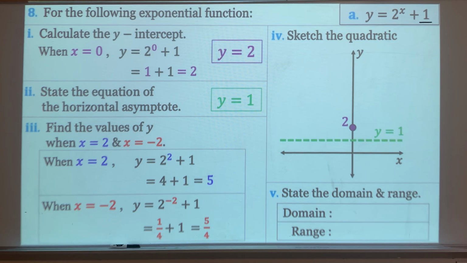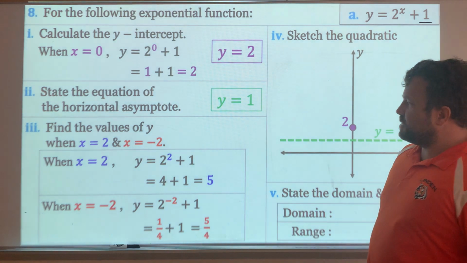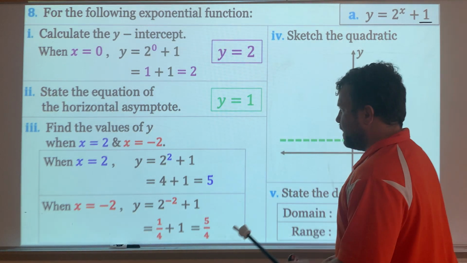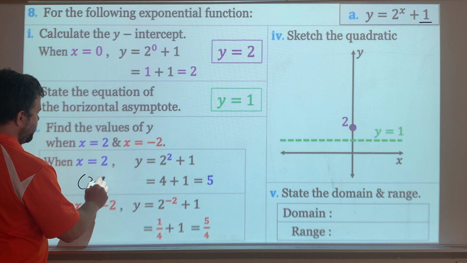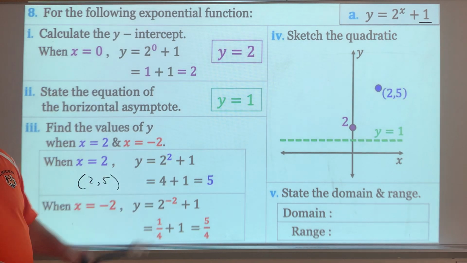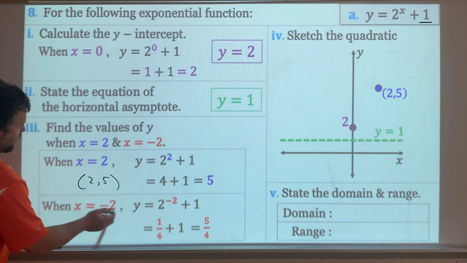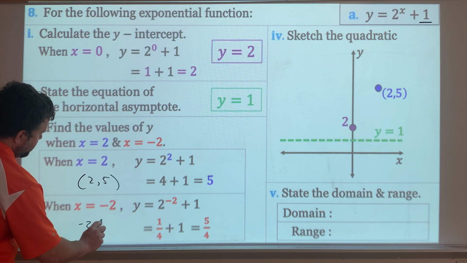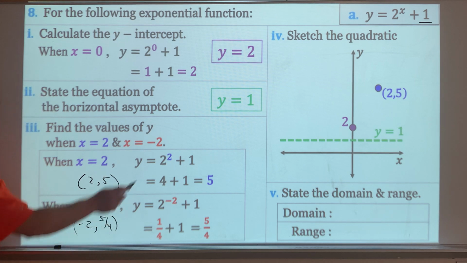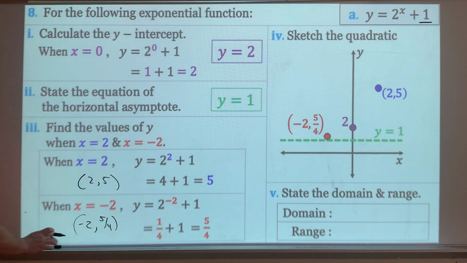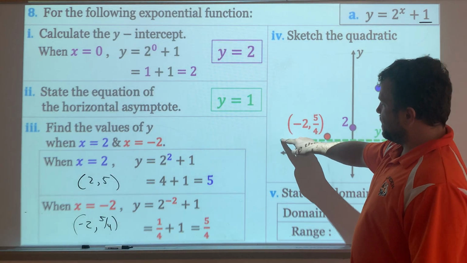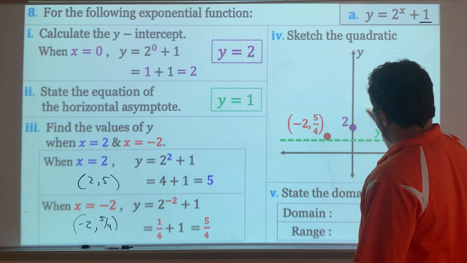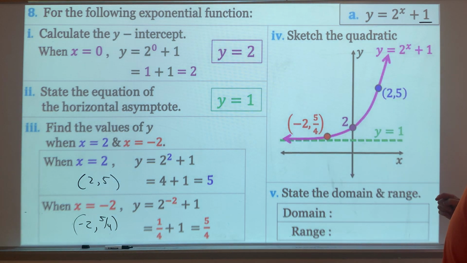So now we got 2 pieces. We're going to plot these points. 2, 5. That's what this means. When x is 2, y is 5. So that means this point is 2, 5. I'm not going to do this again, but I'm just showing you. So I plot a point over 2, 5. When x is negative 2, y is that. So this is negative 2, 5 fourths. And now all you're going to do is say, okay, this is good. I can see this graph is definitely increasing. I know it's going to hug this, so it's going to be kind of flat here. And then just pick up and go up. And there's my graph.